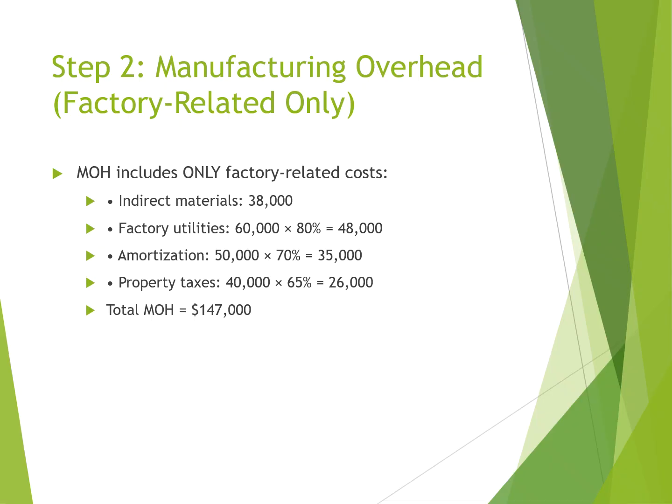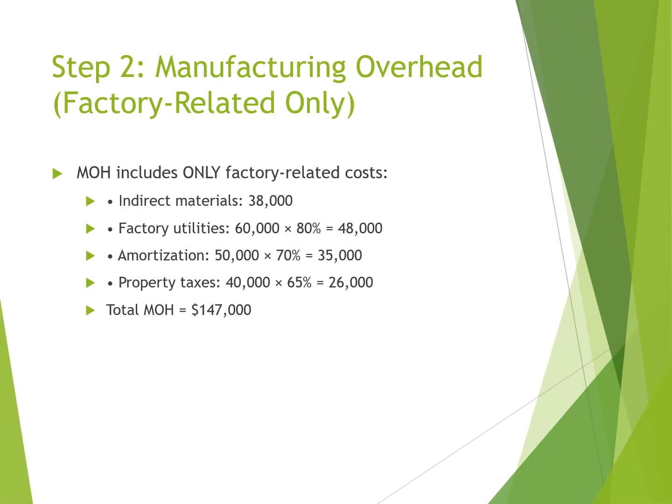Here's where students get destroyed. Not every expense is factory related. Utilities, maybe; amortization, depends; property taxes, depends. Apex Manufacturing gives us percentages, so we take utilities times 80%, amortization times 70%, property taxes times 65%, add indirect materials, and boom, you get total manufacturing overhead of $147,000. Anything not factory related goes straight to operating expenses.